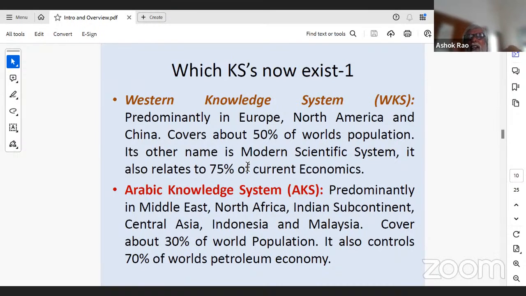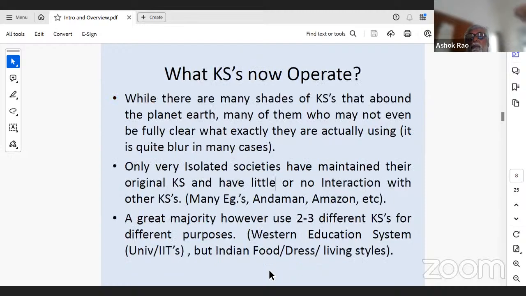In fact, the reason we are talking in English is not that English is a good language, but English is an economic language today. Then there's Arabic knowledge system, predominantly in Middle East, in North Africa, quite a lot in the Indian subcontinent, little in Central Asia, Indonesia, and Malaysia. It covers about 30% of the world population, but it also controls 70% of the petroleum economy in the world. Saudi Arabia, Iran, Iraq, whatever.